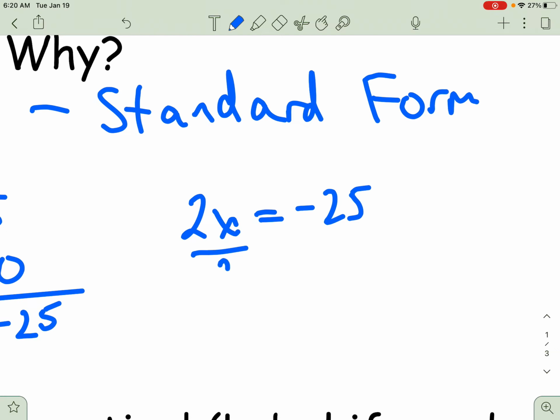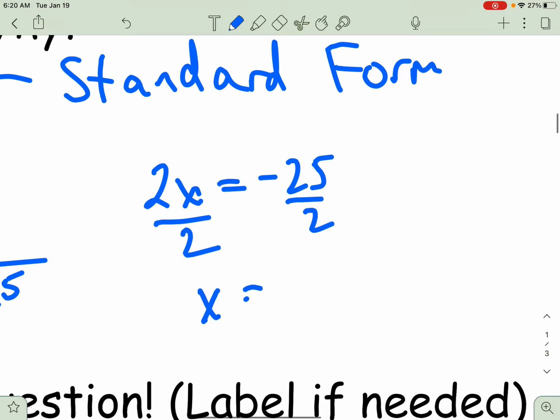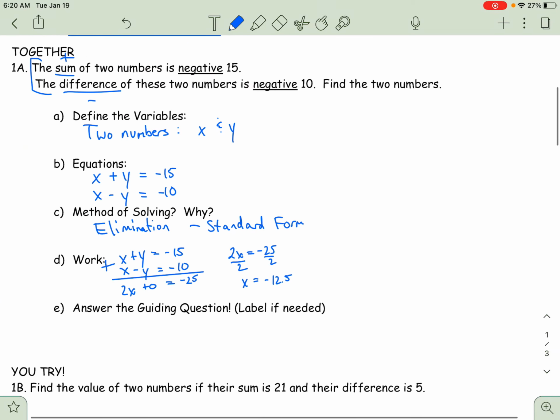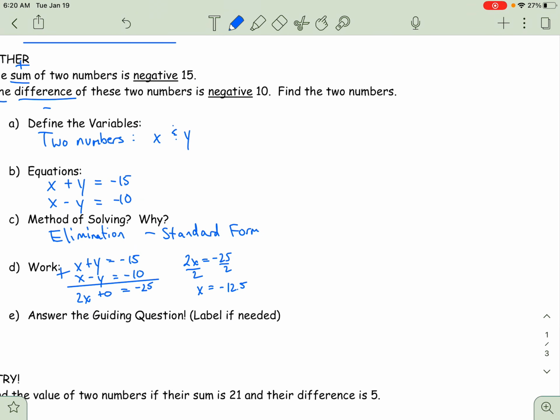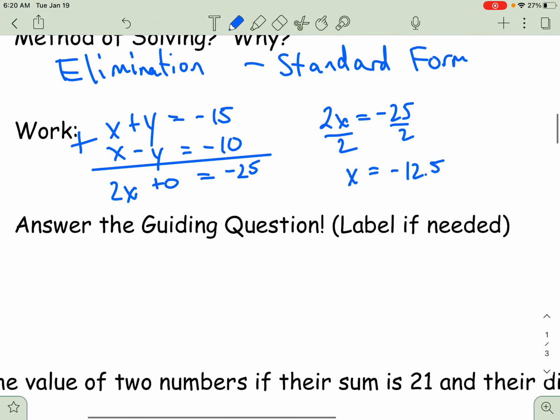Divide by 2. Sorry, got a little distracted there. Divide by 2. X equals negative 12.5. All right, so now we're going to take that number and we're going to plug it back into one of these formulas.